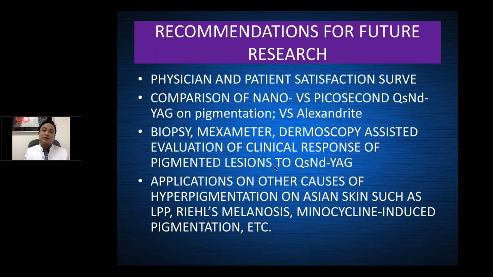And we have to note that the results of the study in pigmented skin or in Asian skin may differ from the results of the study done in Caucasian skin or in type 2 or type 3 skin type. So we should do a study on pigmented skin or on brown skin. And it is recommended that we should do biopsies, should do mexameter readings, and it has to be dermoscopy assisted to evaluate the clinical response of pigmented lesions to the Q-switch NDF.